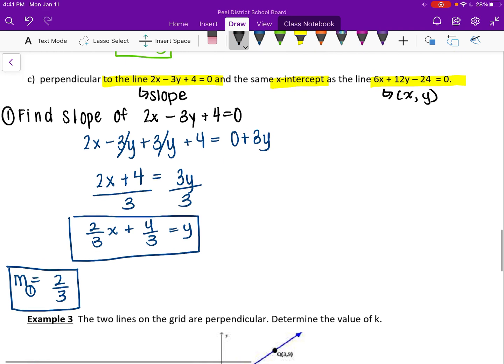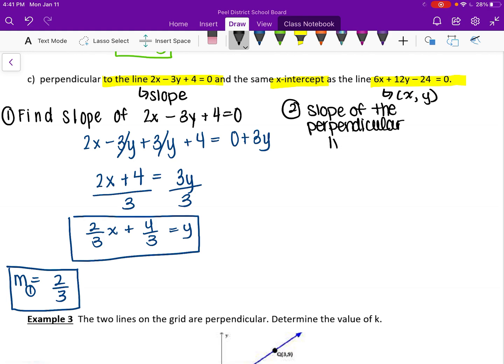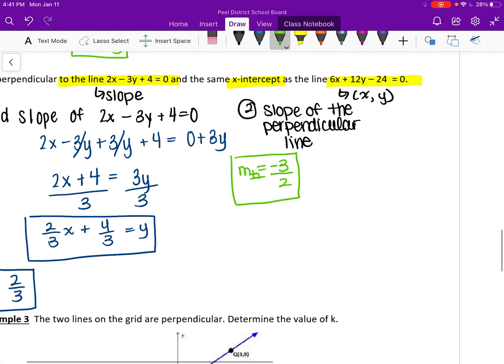Next, we want to find the slope of the perpendicular line. We know it's the opposite. It's a negative reciprocal. So we're going to flip the fraction, so it's going to become 3 over 2. So m perpendicular is going to become 3 over 2. And it's going to be a negative because we take the fraction, we flip it, and we change the sign.